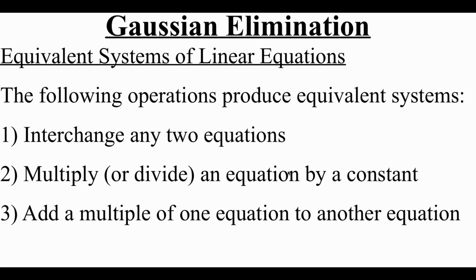The first operation is that we can interchange any two equations. So we're going to have a list of three equations and we can rearrange them in any order that we want them to be in. Number two says that we can multiply or divide an equation by a non-zero constant. And then number three says that we can add a multiple of one equation to another equation. So those are the three operations that we're going to use to take a system of equations and put it in row echelon form so that we can more easily solve the system.